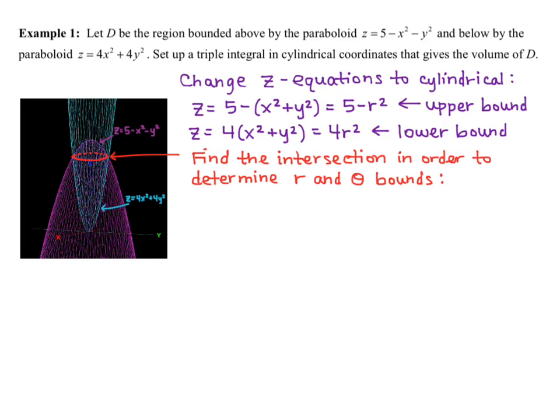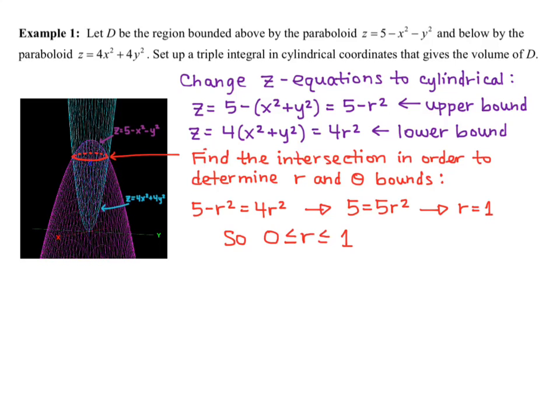Next thing I want to do is find the intersection in order to determine the r and theta bounds. So I have this intersection in either an ellipse or a circle, some shape like that. What I want to do is set my two equations equal to each other: 5 minus r squared equals 4r squared. If I solve this, add the r squared to both sides, I get 5 equals 5r squared, and so r squared equals 1. Since r is always positive, I get r equals 1. So r is going to vary between 0 and 1.